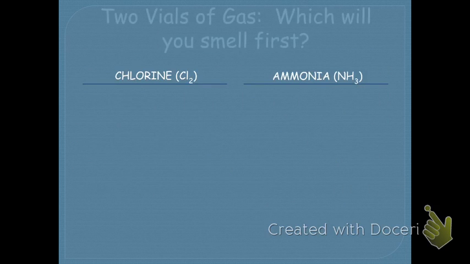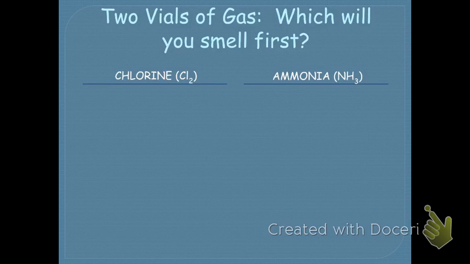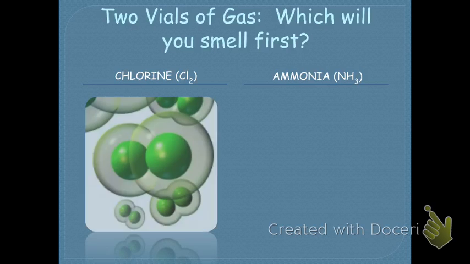So if we take a look here, if I open up 2 vials of gas, which will you smell first, chlorine or ammonia? What do you guys think? Well, the answer is ammonia. Why ammonia? If you determine the molar mass of ammonia, it's 17.03, and chlorine is 70. So 17 versus 70, ammonia is smaller, and therefore will move faster to your nose.